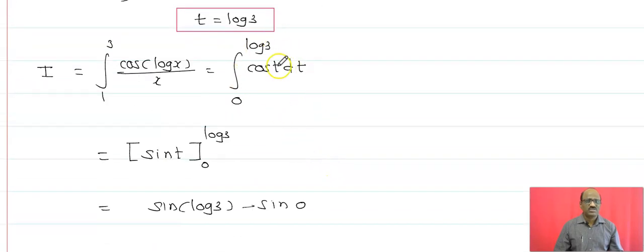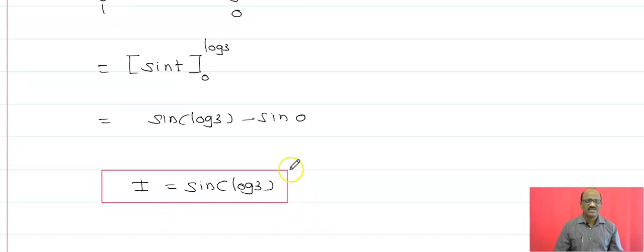What is the integral of cos t? It's sin t, 0 to log 3. Substitute upper limit minus lower limit. That is sin of log 3 minus sin 0. And hence the answer is I is equals to sin of log 3. And in this way, I had completed the question number 2.